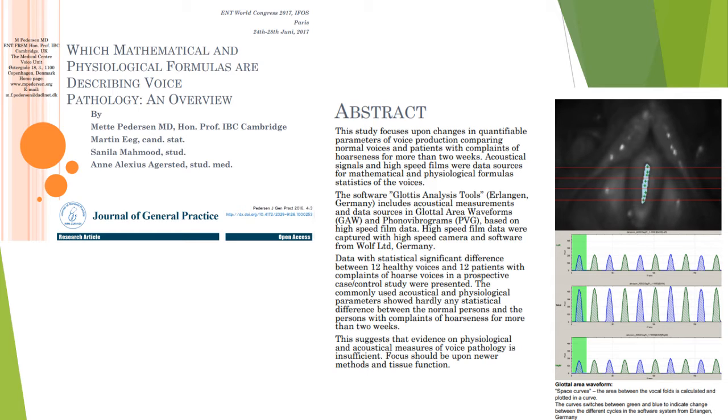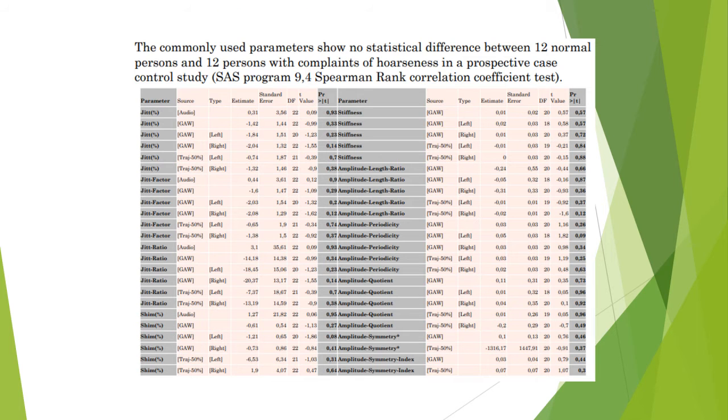In 2017, at the International Federation of Otorhinolaryngology Society World Conference, we presented a work where our statistician Martin made a huge calculation of 183 parameters in this glottis analysis tool on 12 persons who had complaints of hoarseness and 12 without complaints. Here are some of the results comparing 12 normal persons with 12 persons with complaints of hoarseness in a prospective case control study. They show no statistical significance.